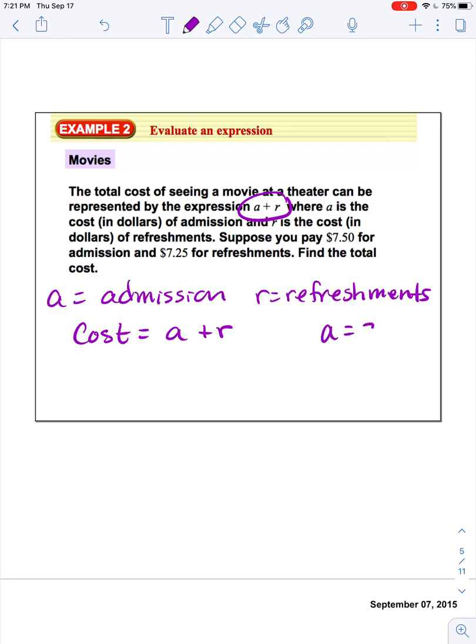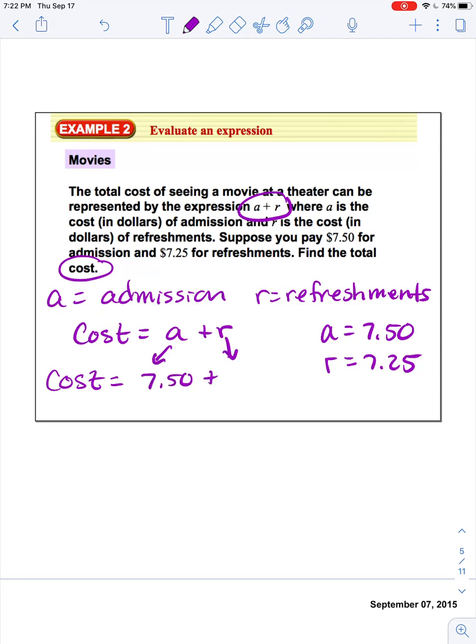Now it says, suppose you pay $7.50 for admission and $7.25 for refreshments. How much is that total cost? Well, apparently that total cost is going to be, plugging in for A, $7.50 for admission, and for the refreshments, $7.25. So that means my total cost, which is what they're asking for, is going to be the sum of those two. So $14.75 is the answer to the question, which is find the total cost.